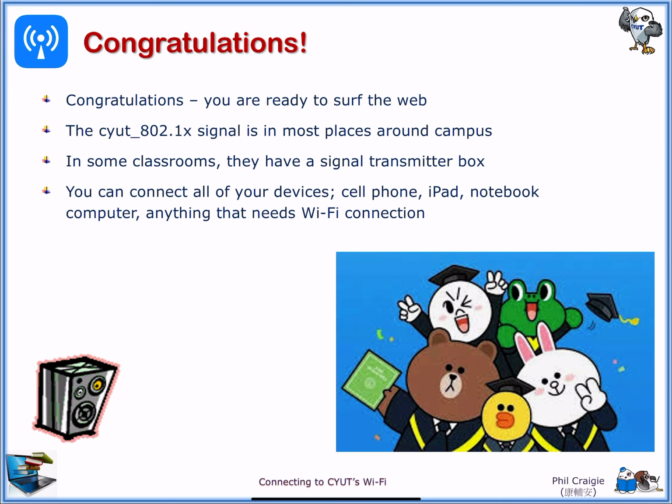This signal should be found in most areas around the campus. In some classrooms, the signal transmitter box is actually inside the classroom. With this signal, you can connect more than one device at any time. So set up everything that needs to connect to Wi-Fi. Devices like your cell phone, iPad, notebook, computer, anything that needs a Wi-Fi signal. Now it is time to show you how to set up and prepare software you will need for your studies.